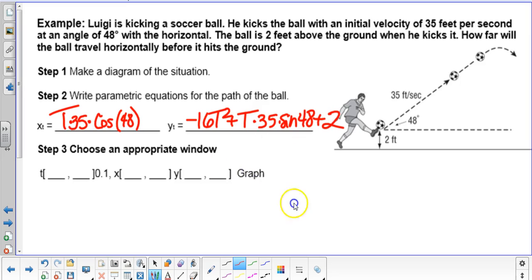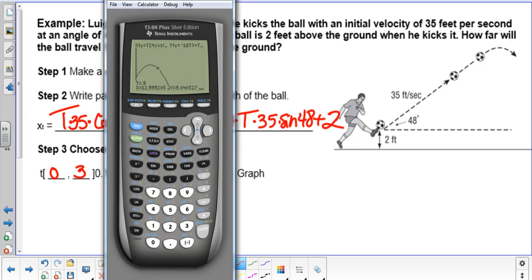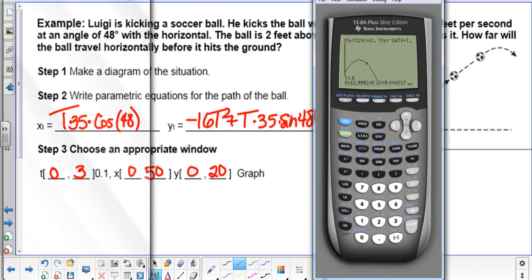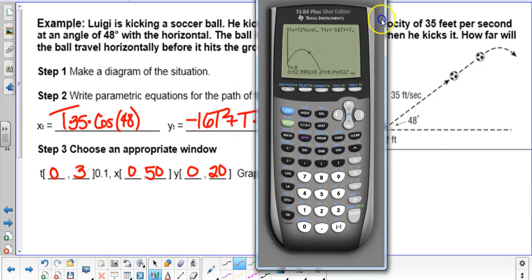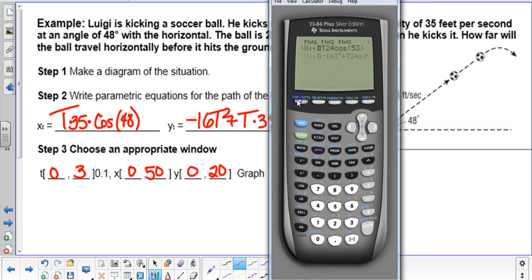Everybody got what they're going to type in? How long do you think it takes a soccer ball to come down? I think 3 seconds is plenty, so I'm going to do 0 to 3. I don't remember how far this goes away. X is how far away. I might try 50 to start. And Y is how high it goes. I think I'm going to leave that 0 to 20. All right, get that all typed in and see if the ball hits the ground in that window and all that good stuff. And then I'll tell you how to answer all these crazy questions it asks.